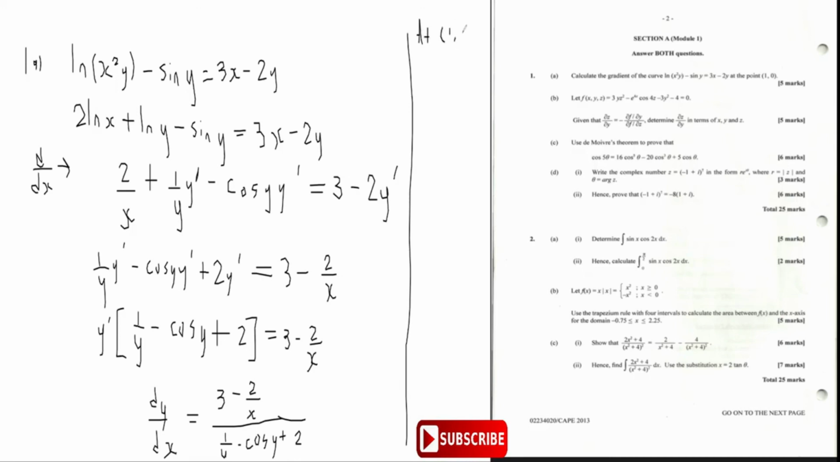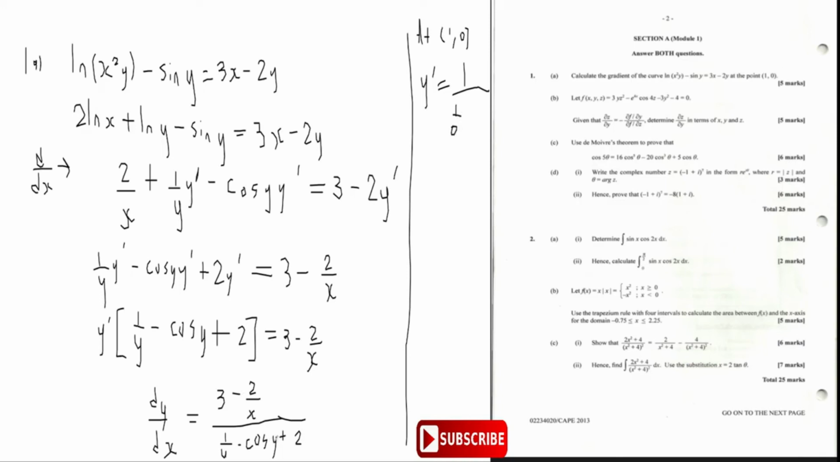So we're going to substitute x as 1 and y as 0. Substituting x as 1, dy by dx, or y prime, is equal to, plugging in 1 right here, 3 minus 2, which is 1, over, plugging in y as 0, 1 over 0. 1 over 0 is a big number. That's infinity. All right, so we're going to write 1 over 0.